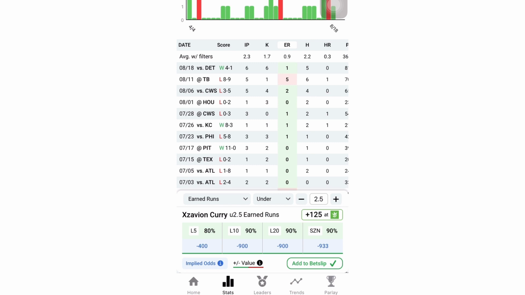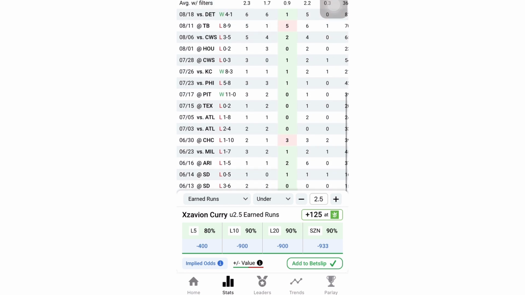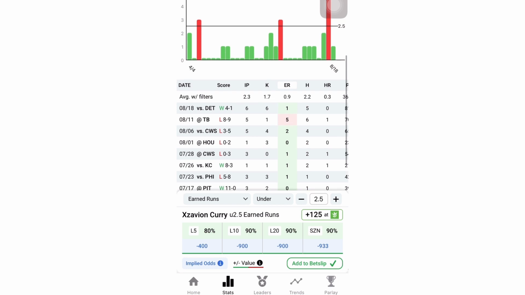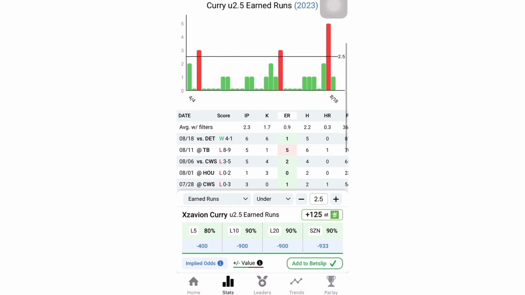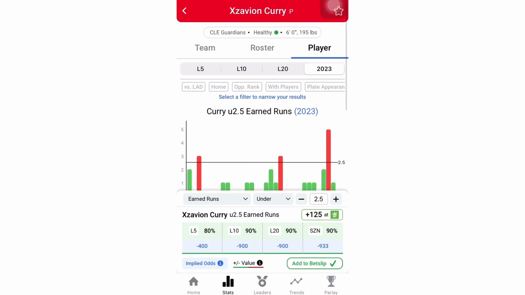So, although there's still some value, because we can see in the last 3 games he pitched 5 innings, another 5 innings, and then 6 innings, and he did go under in 2 of those 3 games, I think there's just not a large enough sample size for us to really take this prop and say, this edge is something that I really want to place my bets on. So let's go back here to the trends page and start to look at some of the other props.